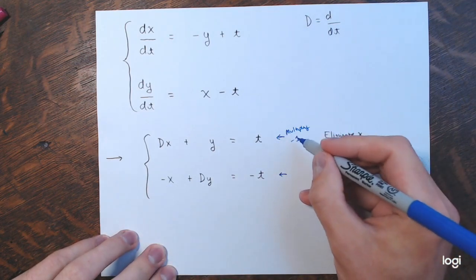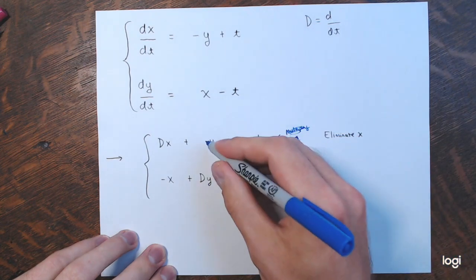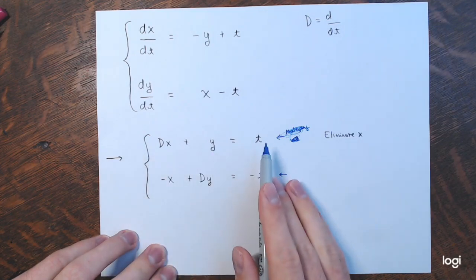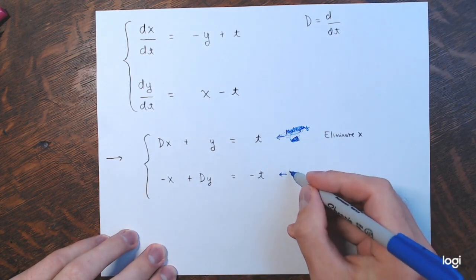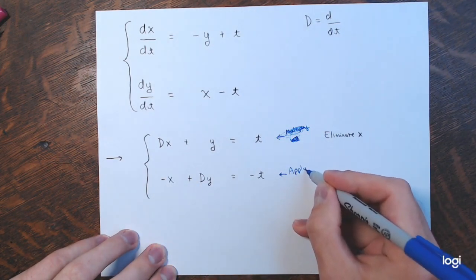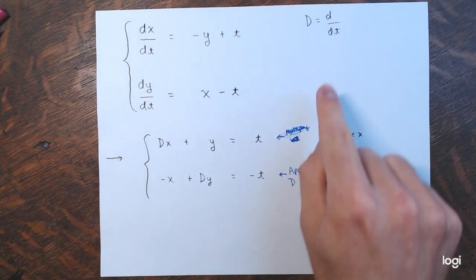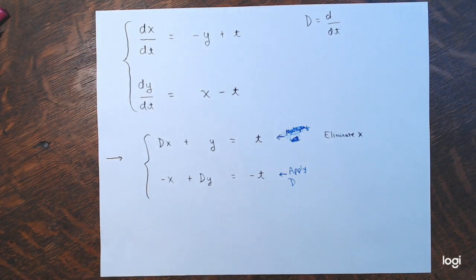You know what? Nope. How about this? Don't do anything to the first equation. I was thinking of y for some reason. My apologies. So I'm not going to do anything to the first equation. Leave it as dx, and then just put a d in front of this, and that way there'll be minus dx, and there'll be opposites. So I'm going to apply the differential operator d, which is the derivative with respect to t, to everything on this second equation.